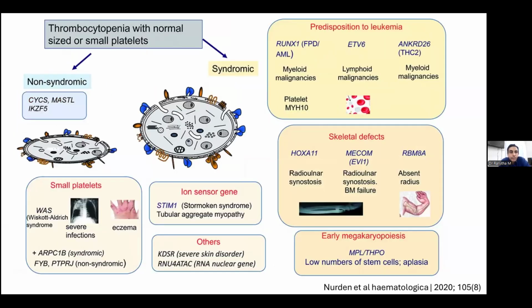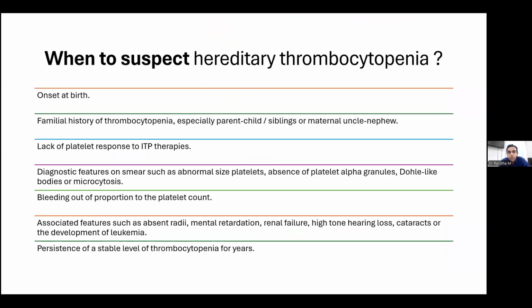Even when we have small platelets, I'm sure everyone will think of Wiskott-Aldrich, but there are more and more entities like FYB, which Dr. Ranjitha presented today, which also cause small platelets, and then the very tricky group of normal-sized platelets, which otherwise look normal. Those sometimes could be difficult to diagnose.